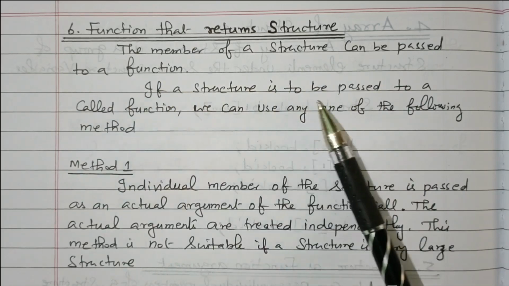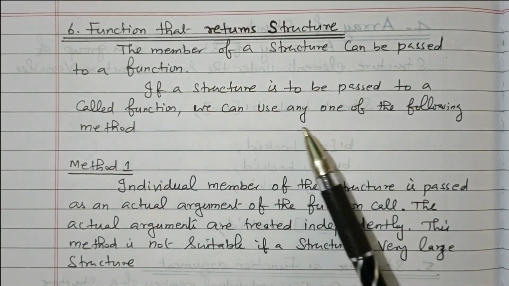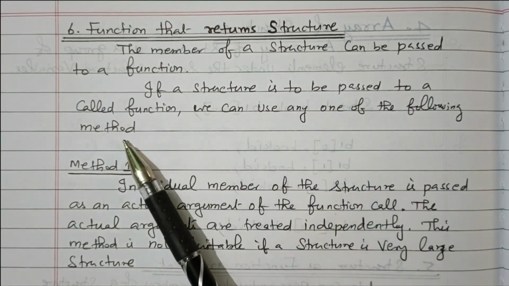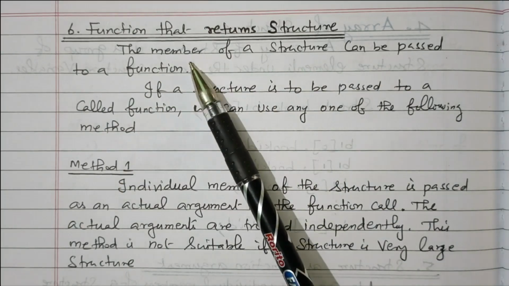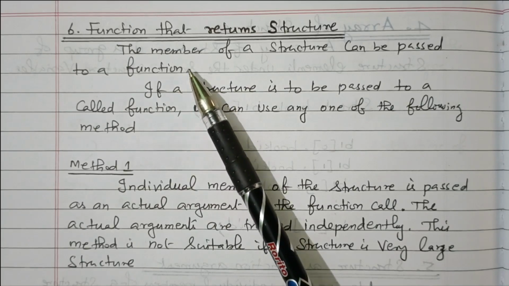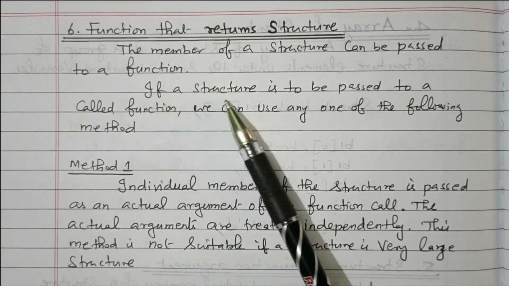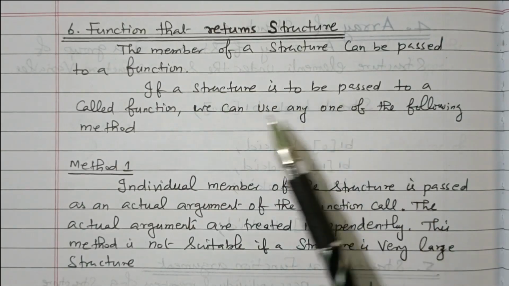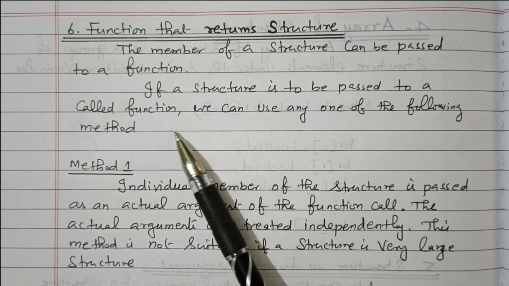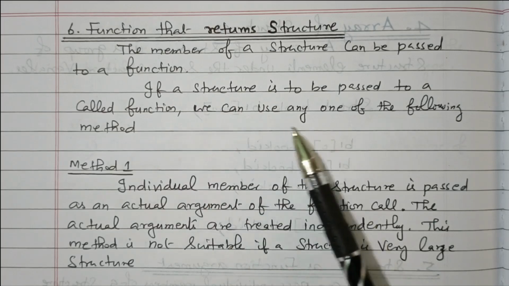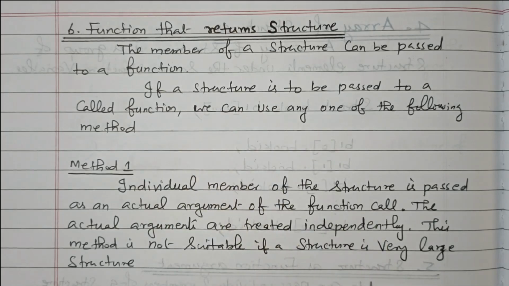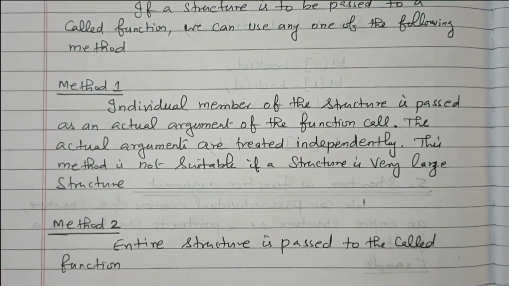If a structure is passed to the called function, we can use any one of the methods. We already discussed that a member of a structure can be passed, or the entire structure can be passed, or a pointer can be passed. We can use one of these methods, right? So what is method 1?